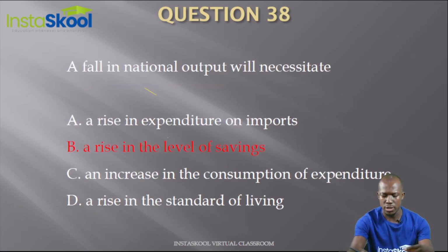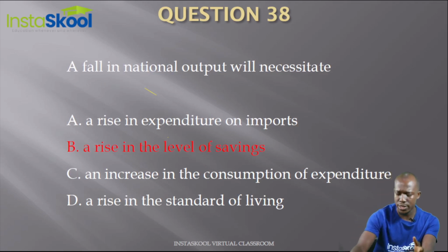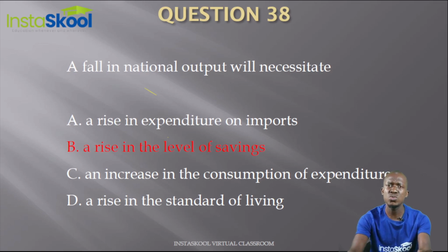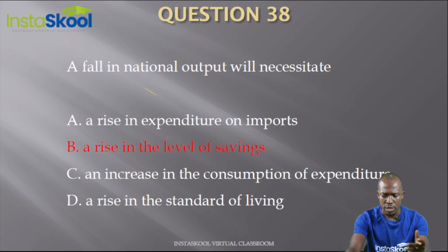Question 38. A fall in national output will necessitate dash. If there is a fall in national output, what will it lead to? A, a rise in expenditure of imports. B, a rise in level of savings. C, an increase in the consumption of expenditure. Or D, a rise in the standard of living.